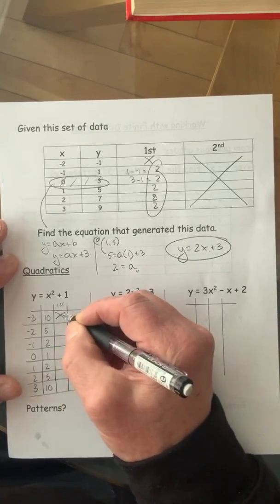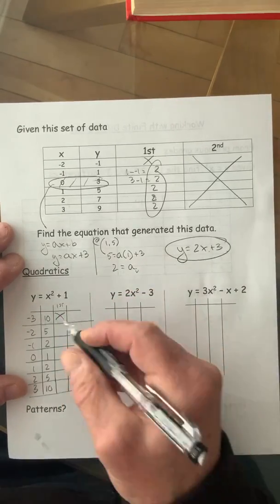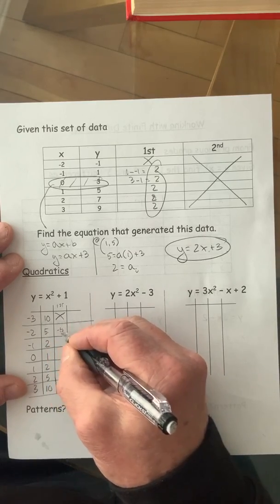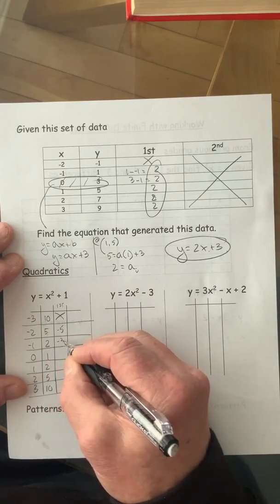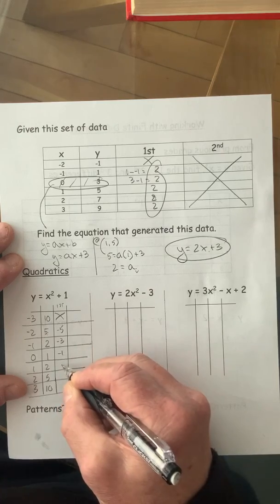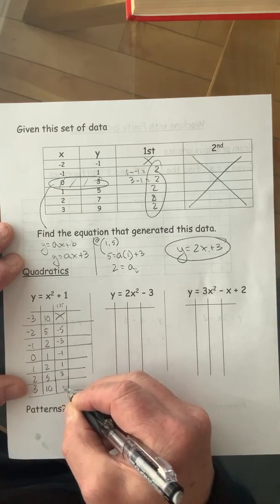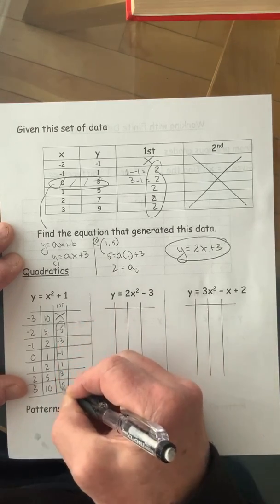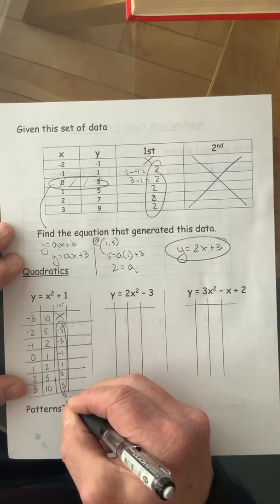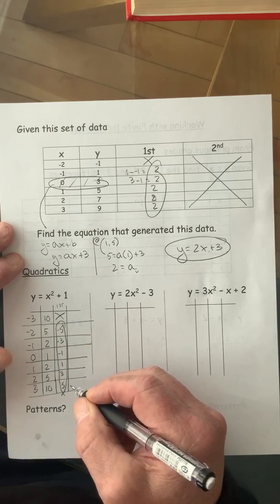First difference, scratch the box. 5 minus 10, negative 5. 2 minus 5, negative 3. Negative 1, 1, 3, 5. These are not the same, so it's not from a linear equation.